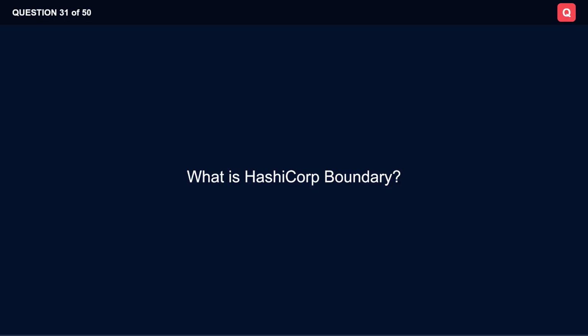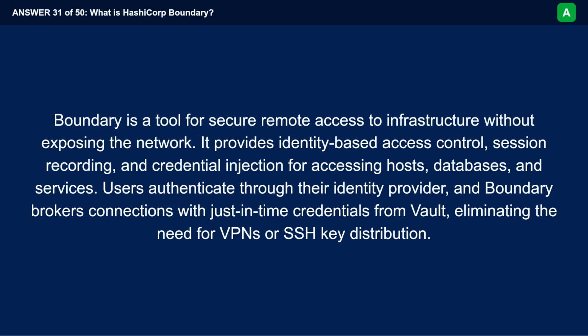What is HashiCorp Boundary? Boundary is a tool for secure remote access to infrastructure without exposing the network. It provides identity-based access control, session recording, and credential injection for accessing hosts, databases, and services. Users authenticate through their identity provider, and Boundary brokers connections with just-in-time credentials from Vault, eliminating the need for VPN or SSH key distribution.